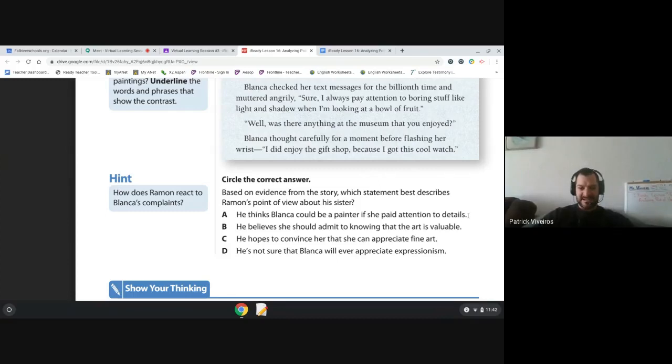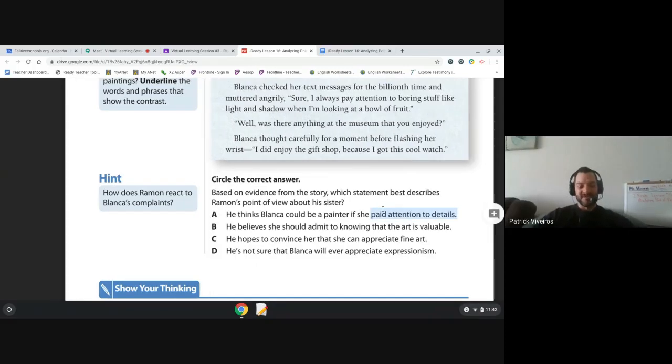Okay, it says he thinks Blanca could be a painter if she paid attention to details. Well, that impression is not given anywhere. Okay, at no point does it mention Blanca even becoming a painter. So I think that this answer is obviously one of the first answers if you were using process of elimination that you could probably get rid of.